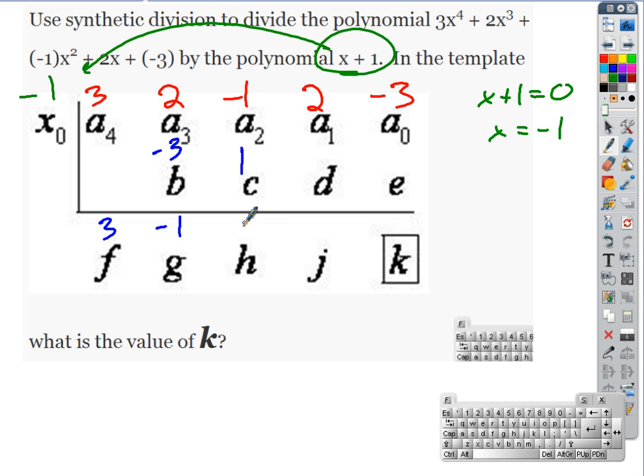Negative 1 times 0 is 0, plus 2 is 2. Negative 1 times 2 is negative 2. Plus negative 3 is negative 5. And they wanted the value of k, which is negative 5. Okay? Make sense? All right.